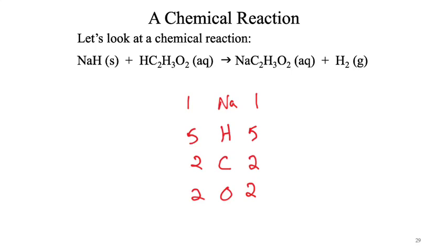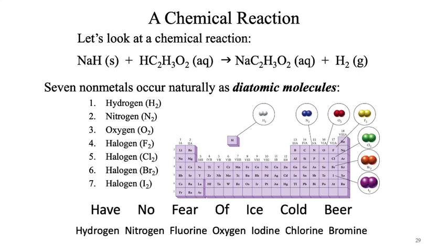Hydrogen. Diatomic. There are certain elements that you will have to memorize that are diatomic: hydrogen, nitrogen, oxygen, fluorine, chlorine, bromine, iodine. There are a variety of ways to memorize these seven diatomic elements. The one that I memorized was "have no fear of ice cold beer." When did I memorize that? High school. Some things just stick. There are very few mnemonic devices that I've ever memorized. This is one that I know off the top of my head.